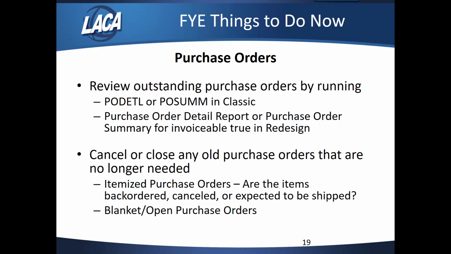And review those other purchase orders that are still open. Are they itemized purchase orders? Are you really expecting the items to be delivered? Should these purchase orders be canceled because the items are permanently canceled and never going to be shipped? Or are these multi-vendor blanket open purchase orders that shouldn't cross into the next fiscal year? Should they be closed? So just review that report and decide what can be cleaned up, what can be closed, so that your purchase order list that is outstanding is as short as possible as you prepare to move into the next fiscal year.